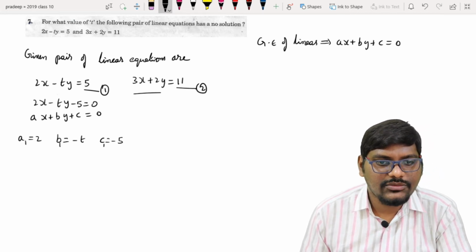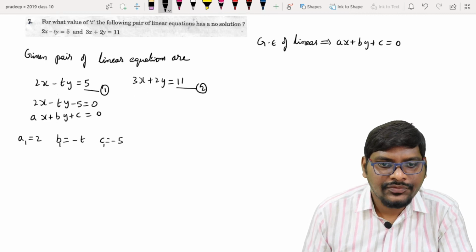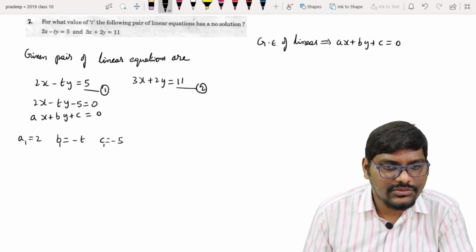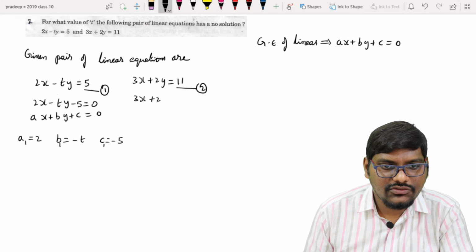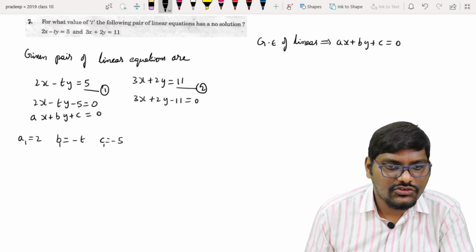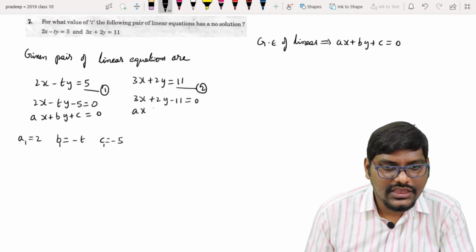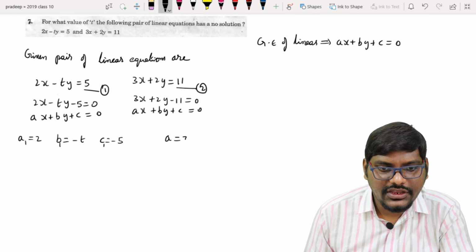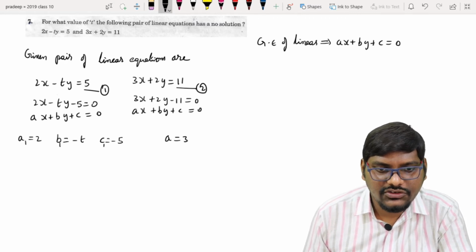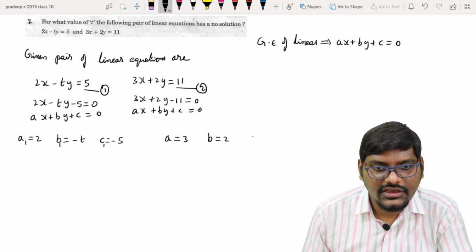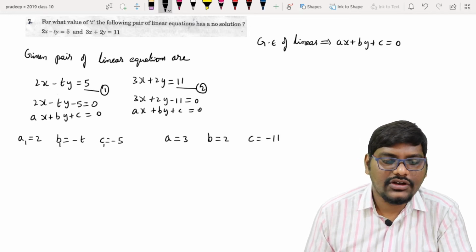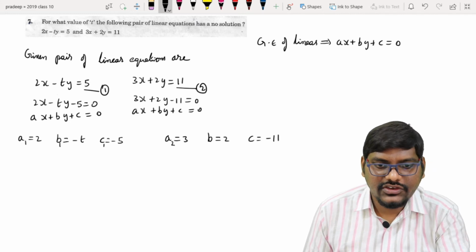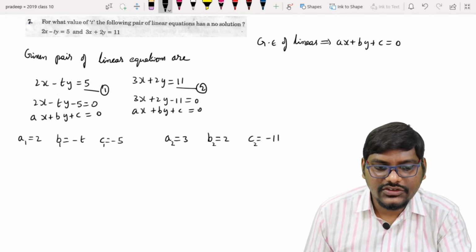Let's do the same thing for the second equation also. I'll bring this 11 to this side, so it becomes 3x plus 2y minus 11 equal to 0. I'll compare with the general equation, ax plus by plus c equal to 0. Now a is representing 3, so a equal to 3, b is representing 2, so b equal to 2, and c is representing minus 11. As this is the second equation, this is a2, this is b2, and this is c2.